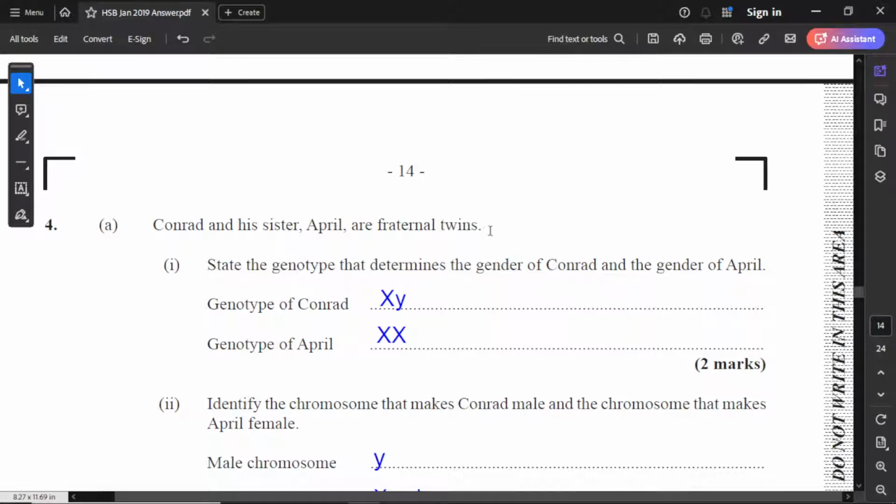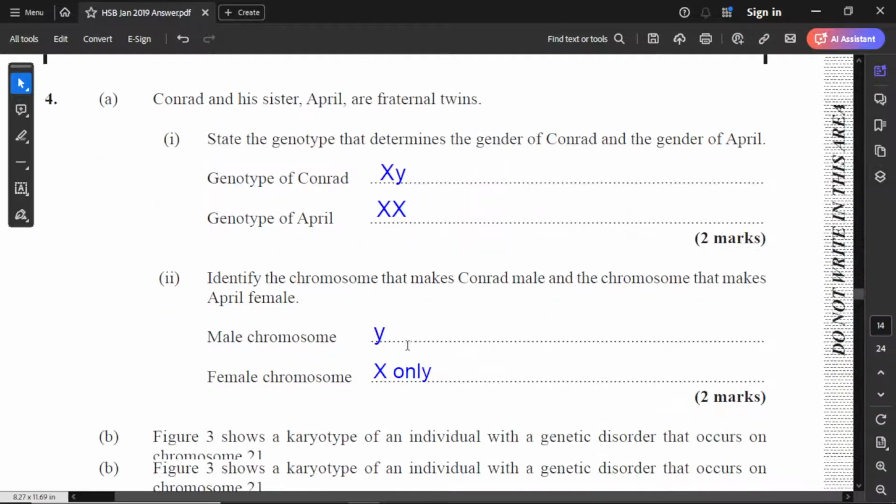However, identical twins must be the same sex or gender. Must. Okay? All right, and so part 1 here, option 1, is to state the genotype that determines the gender of Conrad and the gender of April. So the genotype of Conrad, since he's a boy, is XY. And the genotype for April, since she's a girl, is XX.